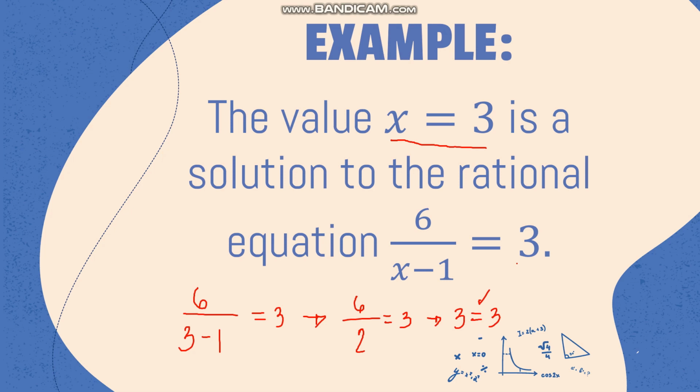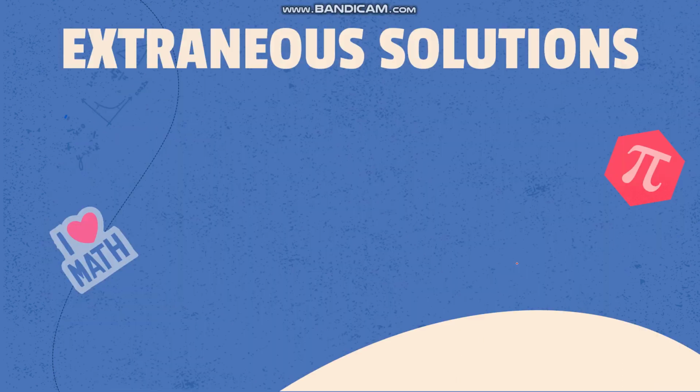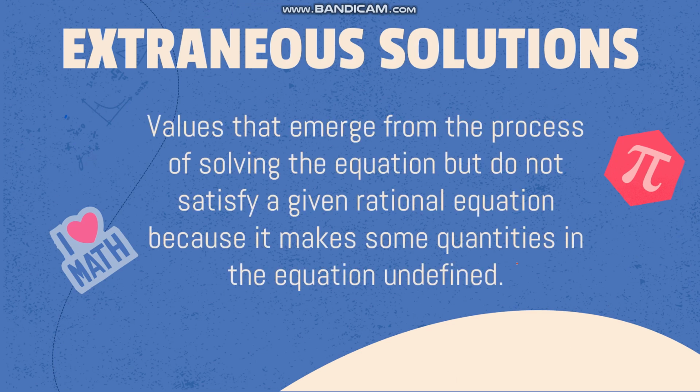We also have what we call extraneous solutions. These are the values that emerge from the process of solving the equation but do not satisfy the given rational equation because they make some quantities in the equation undefined. So once you substitute the solutions that you obtain and it happens that they make some quantities undefined, then you call them extraneous solutions.